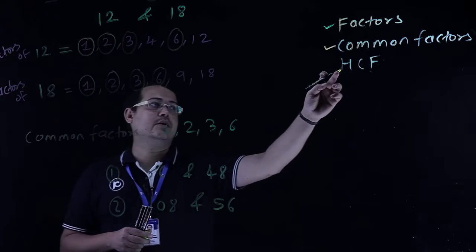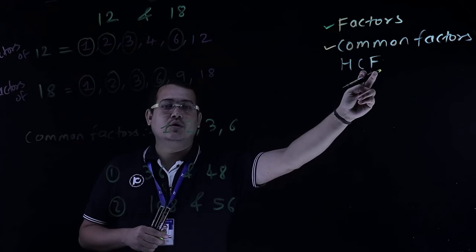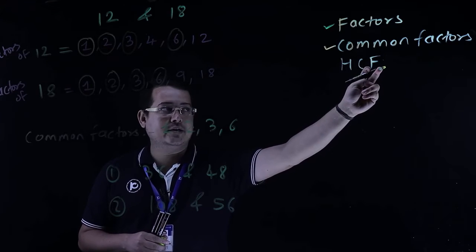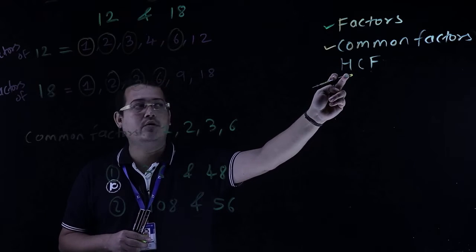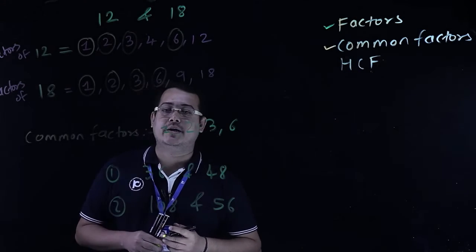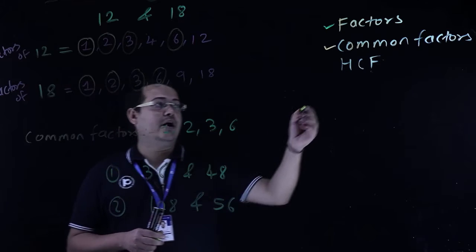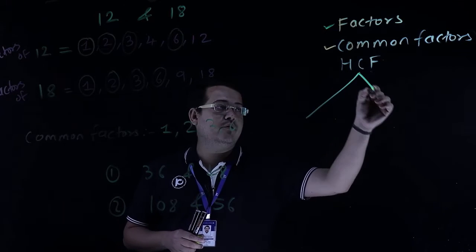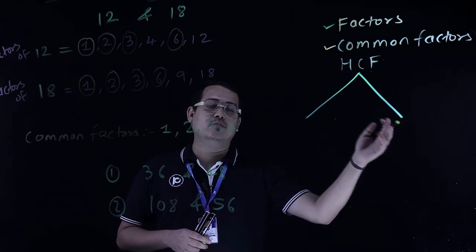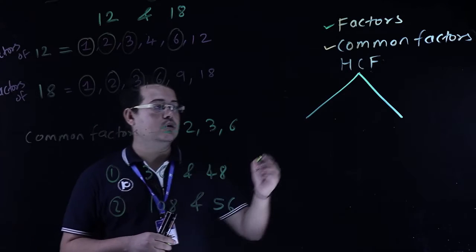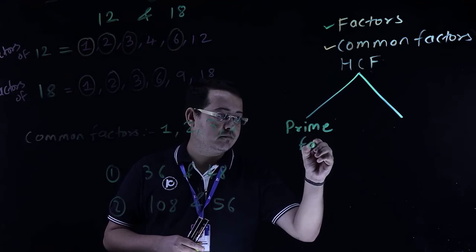Now we will move to the next topic, that is highest common factor. As we learned how to find the factors, and then how to find the common factors, now we are going to find the highest common factor between any two or three numbers. To find the HCF, we have different methods. There are three, but we will focus on two methods, and I will teach you the third method also. The first method is prime factorization.